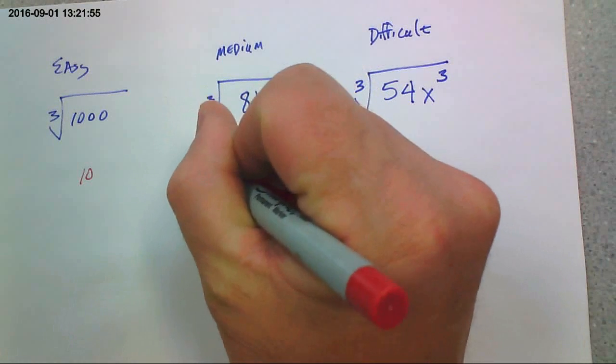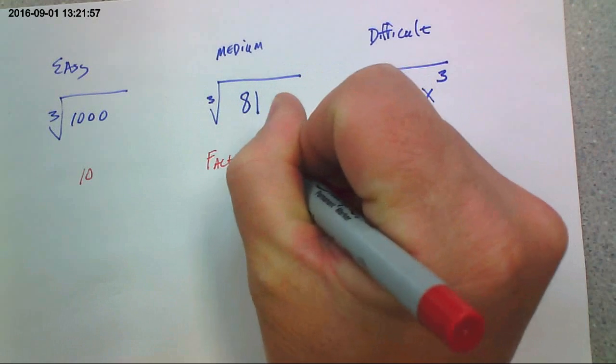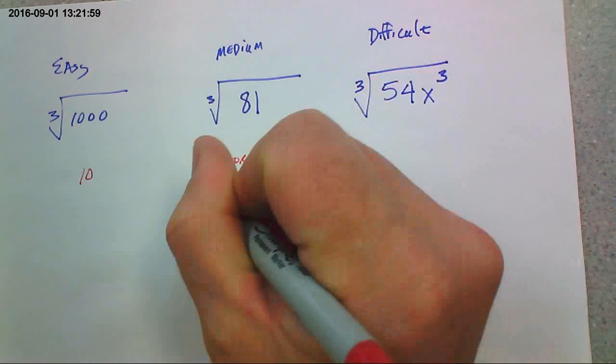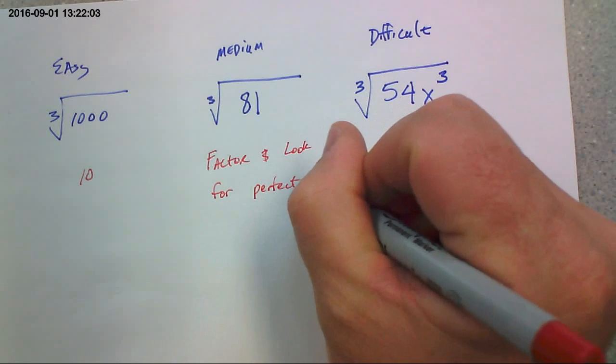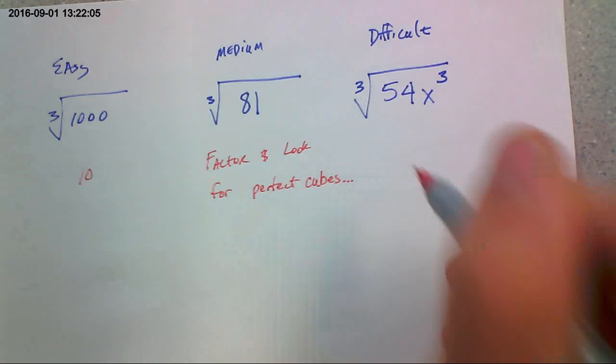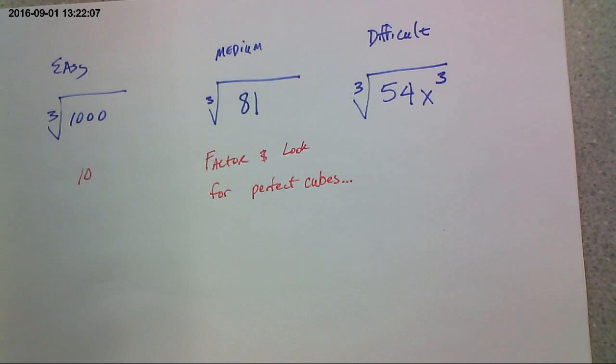This is what you're going to do. Factor and look for perfect cubes. That's what you're going to do. All right?